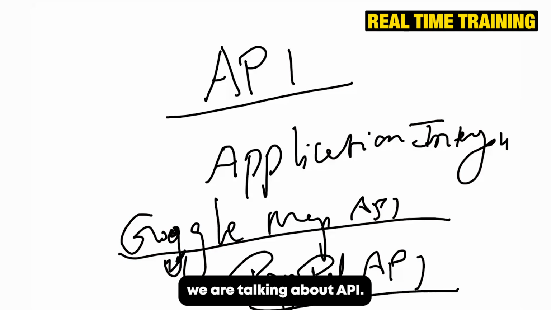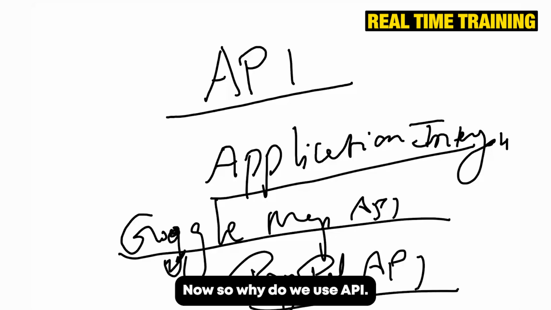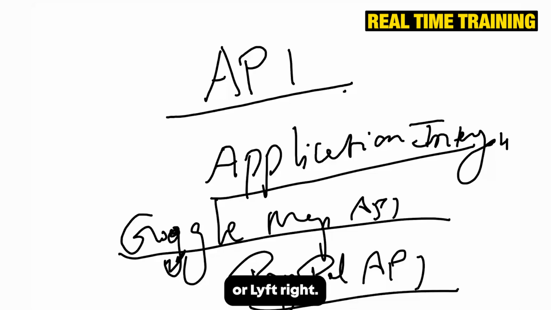So now we are talking about API. The full form of API is application interface. Why do we use API? Let's take an example of Uber or Lyft. When you open the Uber application, you'll see a Google map, and they have also customized that API. Wherever the car is, you can actually see it on the map while they are driving.